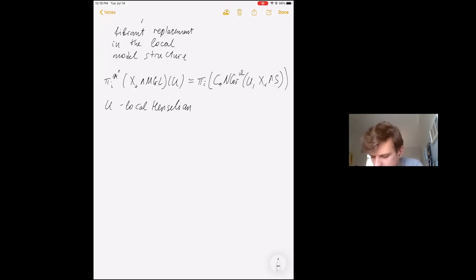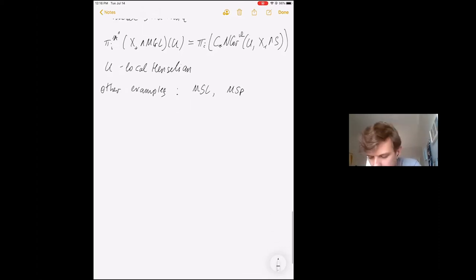Okay, so that's the main application, and similarly we can do a similar result for other spectra that are similar to MGL. Other examples where we can state similar results are MSL and MSP. So these are the spectra for special linear cobordisms and symplectic cobordisms.